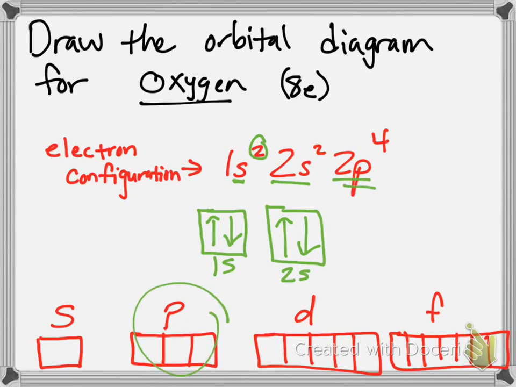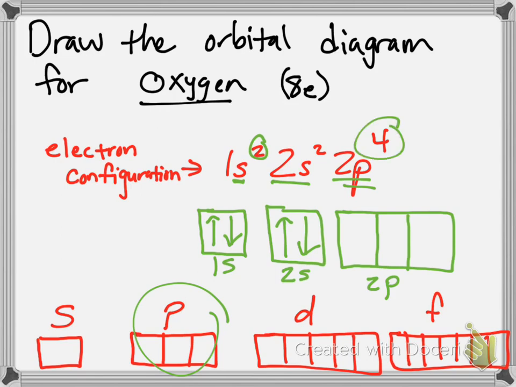Next box, 2p. P has 3 orbitals, so I will draw that with 1, 2, 3 boxes. I will label this 2p. How many electrons inside? 4. So, I will not do like this, 1, 2, 3, 4. That is not allowed. Remember Hund's rule. I will do like this. 1, 2, 3, 4. Make sure to copy in your notebook. This is the orbital diagram. Now you have configuration and orbital diagram.